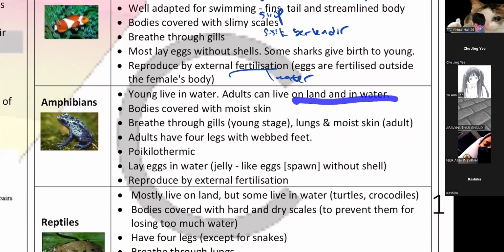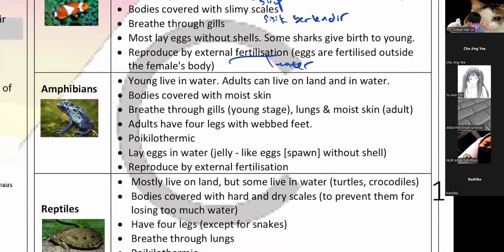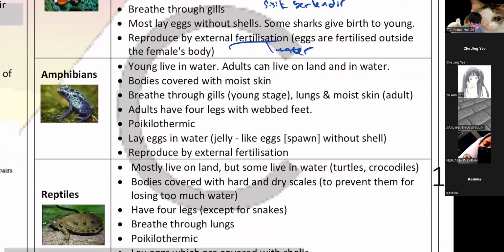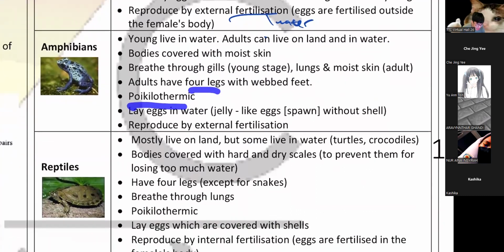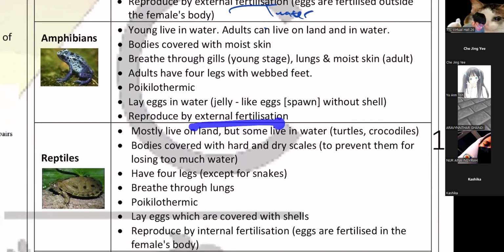Okay, anyway, so your amphibians, they live in land and water. Okay, they can live in both lah. They have moist skin. Okay, kulit lembab. They will use gills when they are young. Okay, insang ketika muda, okay, or kecil. And when they are adult, they will use lungs and skin like frogs lah. Okay, so they have 4 legs. Poikilothermic, cold-blooded also. Lay eggs without shell. Okay, tanpa bercangkerang. And then of course they do external also.